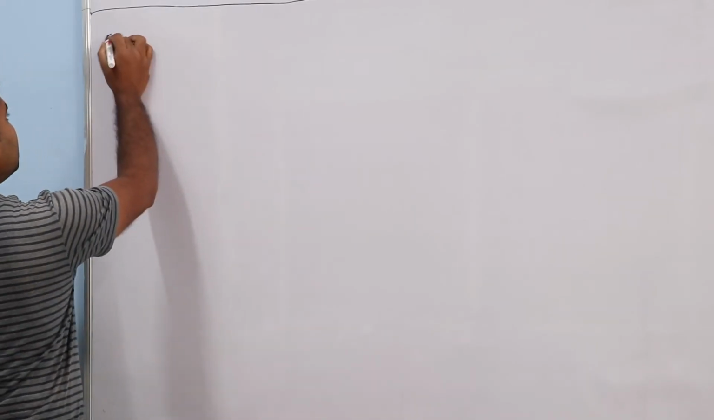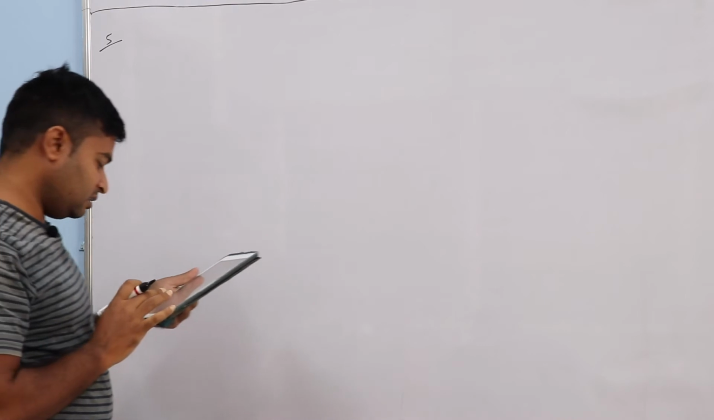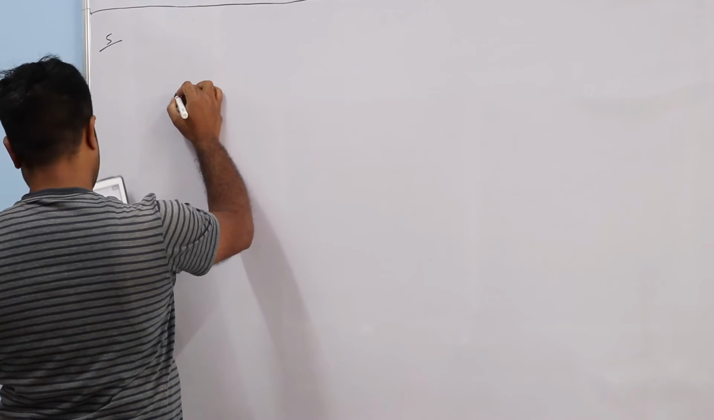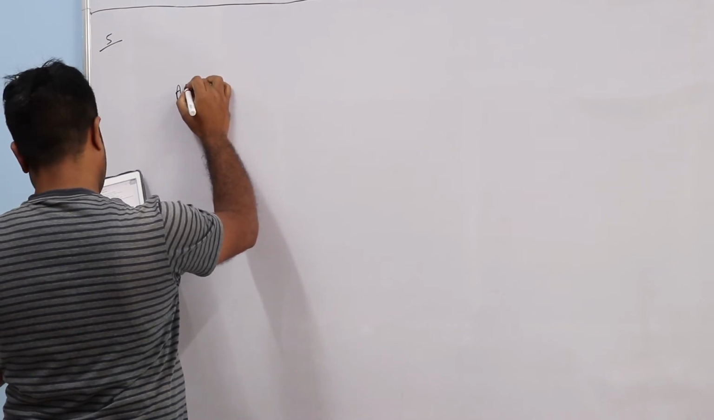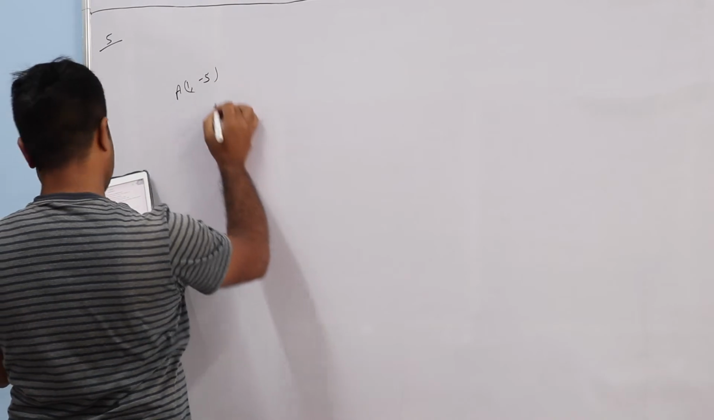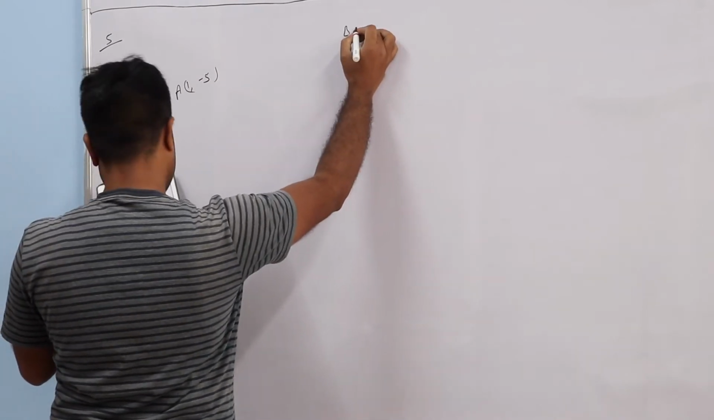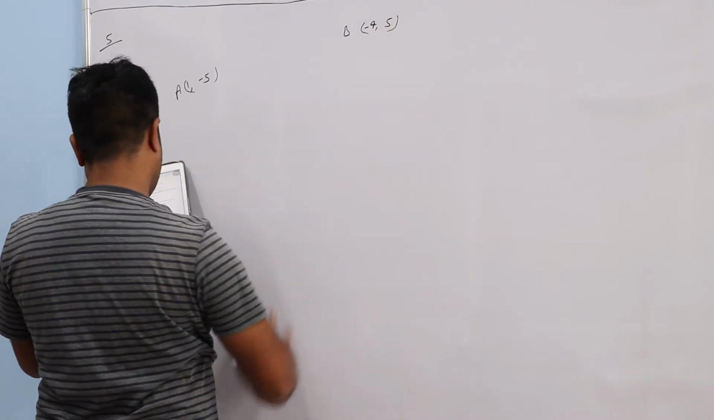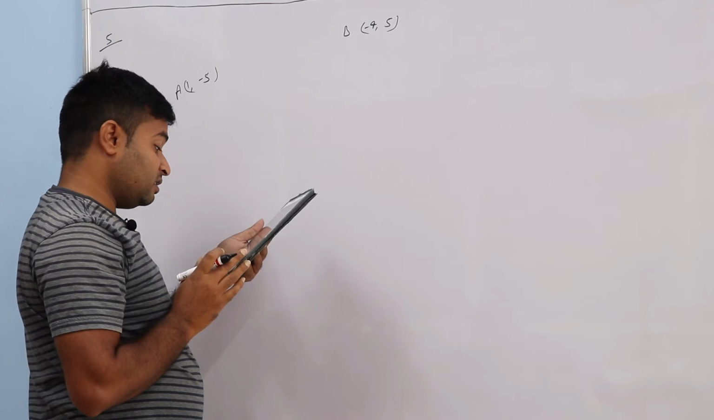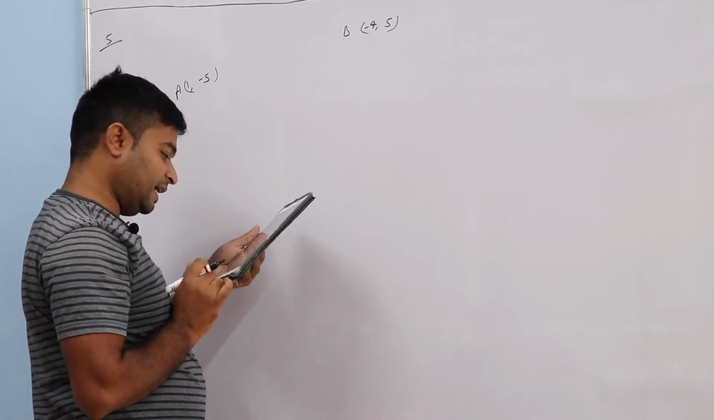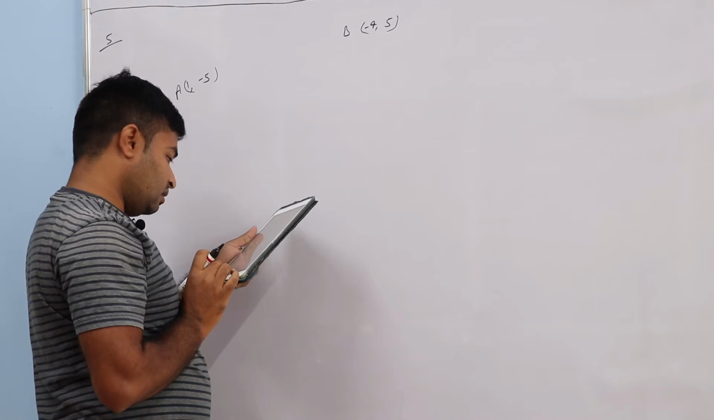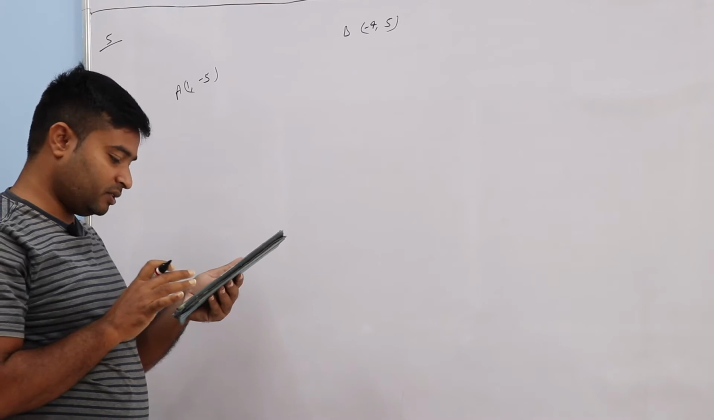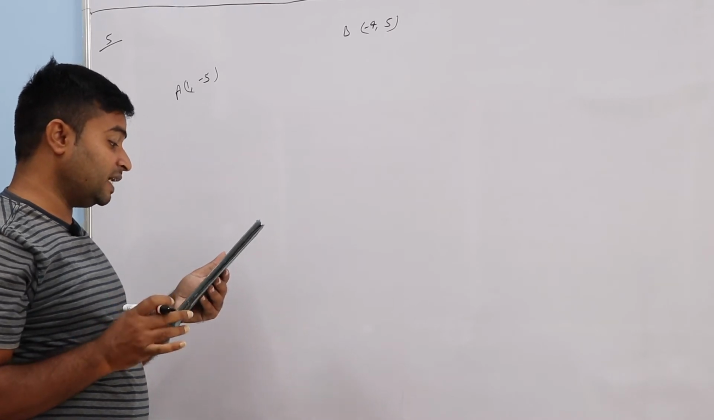Question number 5. Find the ratio in which the line segment A, 1 comma minus 5, and B, minus 4 comma 5, is divided by the x-axis. Also find the coordinate of the point of division. Acha, this is divided by the x-axis.